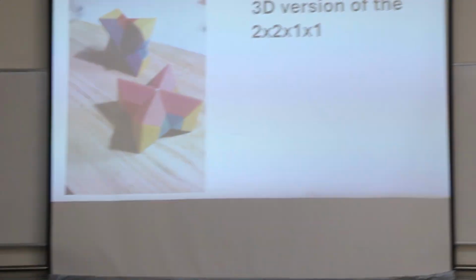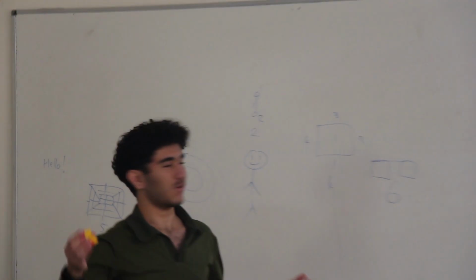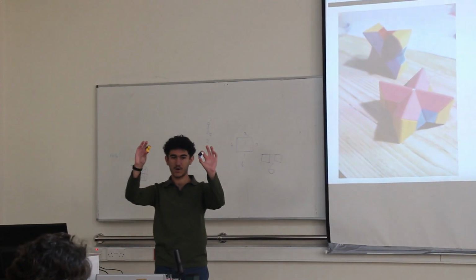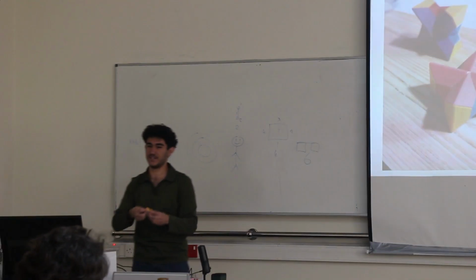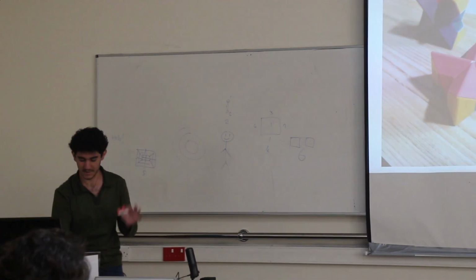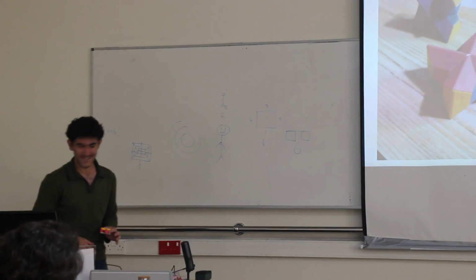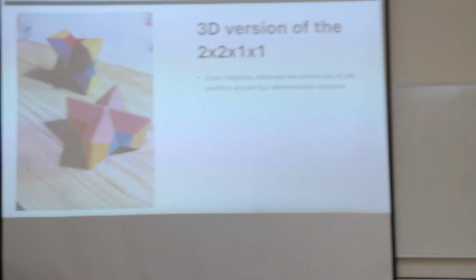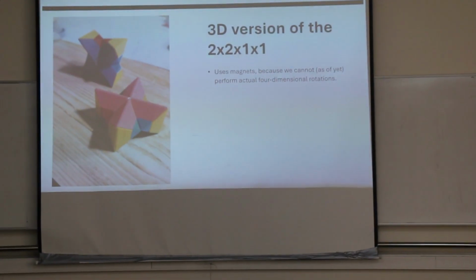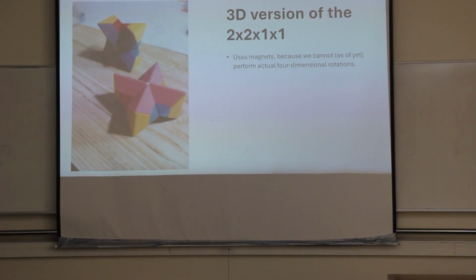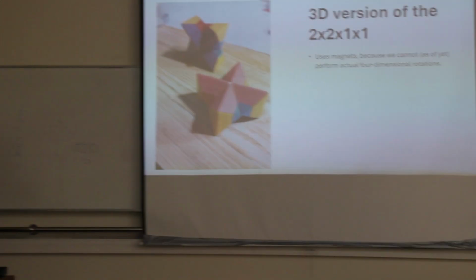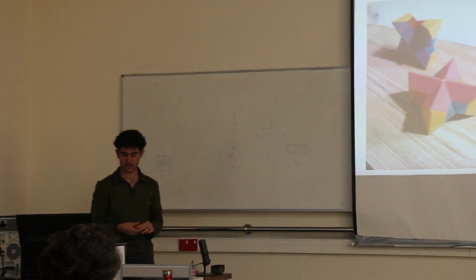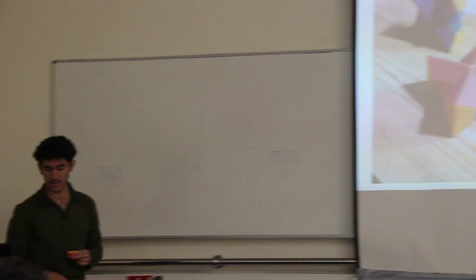And this is the 3D printed version of a 2x2 by 1 by 1. So why is this the 2x2 by 1 by 1? How is this constructed? I didn't break the third dimension. We're still in 3 dimensions, don't worry. We're using magnets, because so far we don't have a way to use the 4th dimension. These are just 4 QBs, they're called, magnetically stuck together.